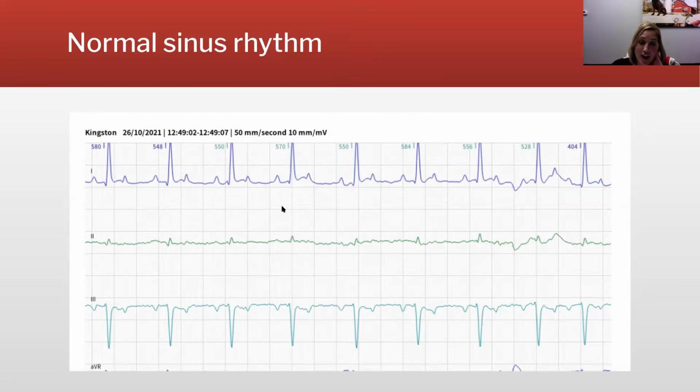And this, I'm guessing, I don't know who this was from. I'm guessing this animal might not have been positioned completely normal. That's why lead 2 looks a little bit different. It should look closer to lead 1.